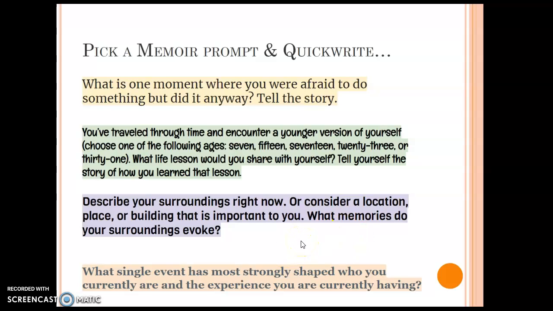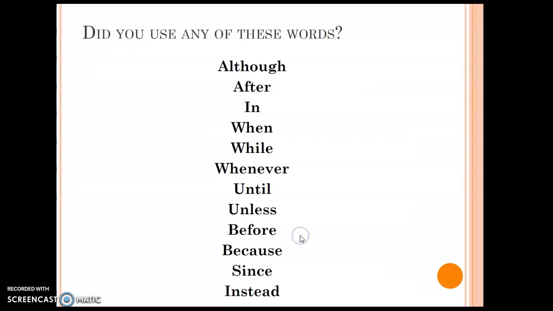Alright, so welcome back. Hopefully you quick wrote a little bit about these memoirs. What I'd like you to do is look at the actual writing that you produced and see if you use any of these word choices. If you do, you might notice they start sentences. So for instance, when I was little, we used to go up north all the time. Or before we could go up north, we had to make sure school was excused.